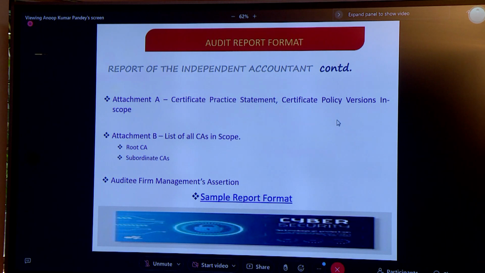The next part of the audit format is an attachment where the certificate practice statement and certificate policy versions in scope are listed out. Then there is attachment B, a list of all CAs in scope, root CA and subordinate CAs, all listed out. The auditee management assertion is also there, where top management states what practices they follow as far as their certification authorities are concerned. There is a sample report format.